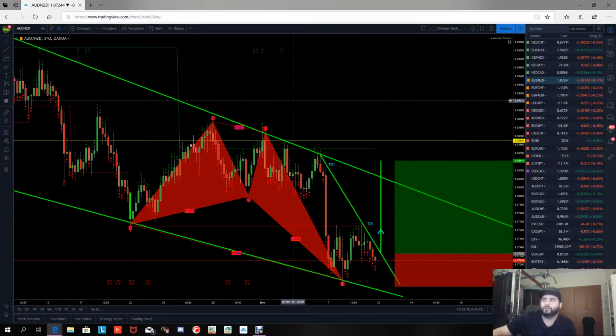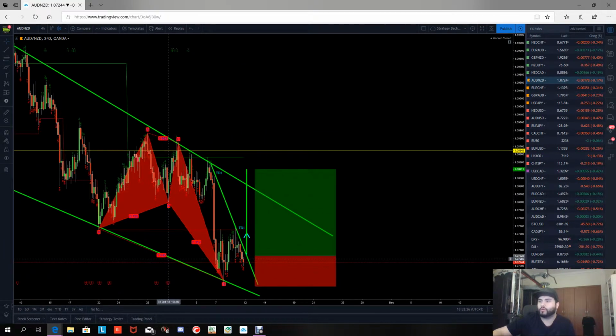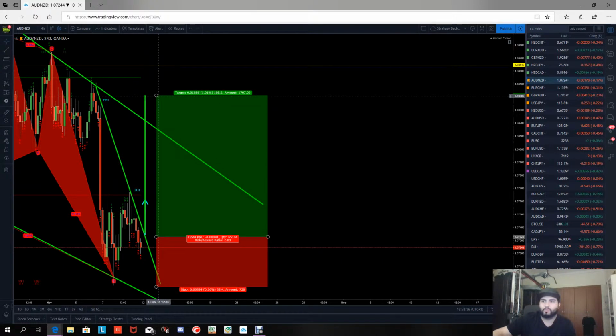It's the AUD NZD. And you've got here a crab pattern, a crab harmonic, within not a perfect Wolfe wave, a bullish Wolfe wave. So once this is a TD line, TD points connected together, and then the profit target is somewhere here.